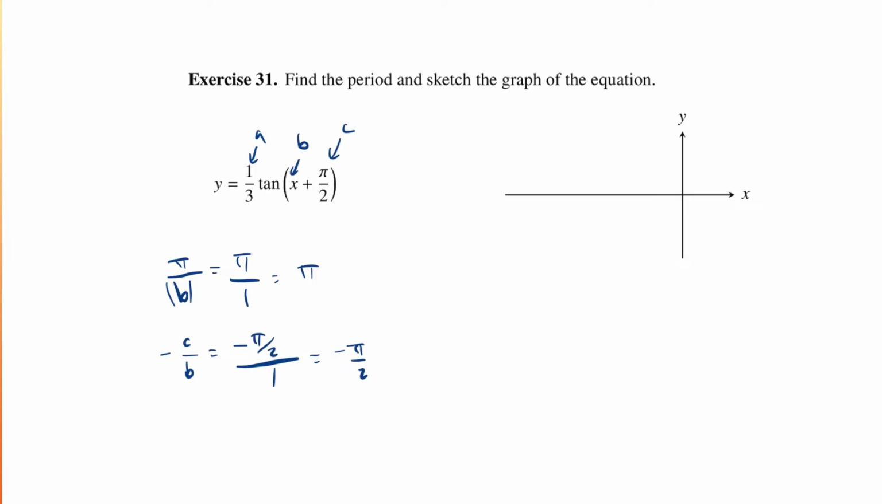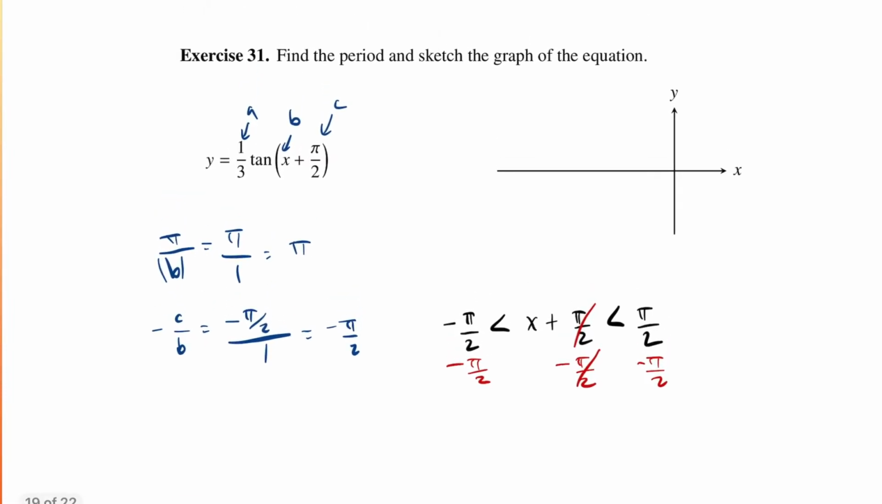All right, so let's do our inequality. Remember the endpoints for tangent are negative pi over 2, the argument x goes in between, and positive pi over 2. So let's solve for x by subtracting pi over 2. We should get negative pi less than x less than 0. All right, so that's great. So now we have our two asymptotes. Our first asymptote is at negative pi, and our second asymptote is at 0.